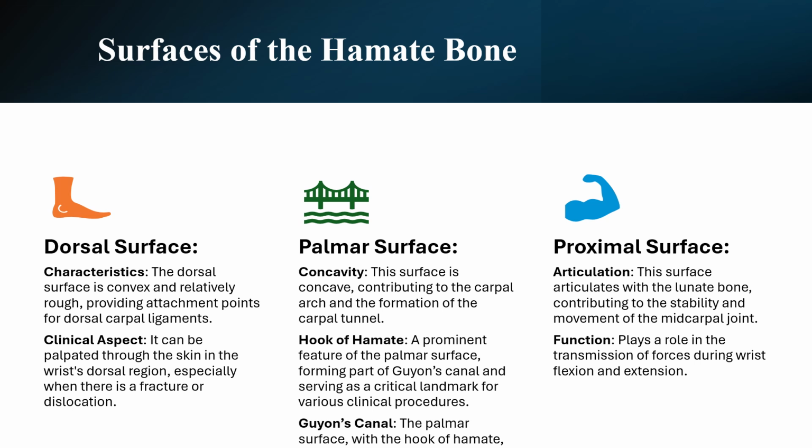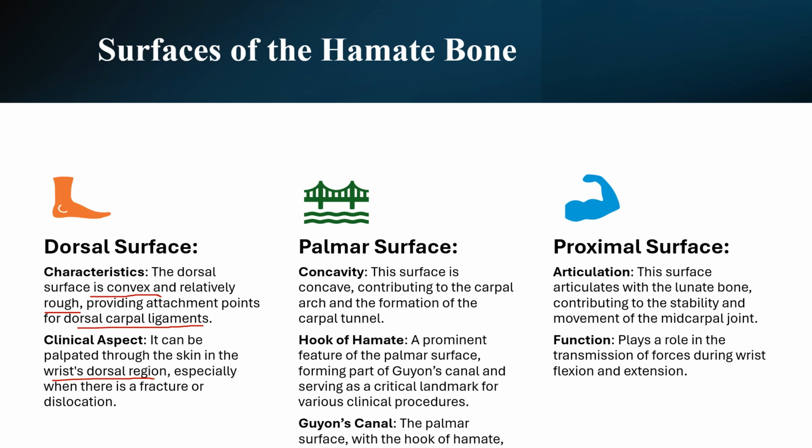When we talk about the surfaces of the hamate bone, we have a dorsal surface, a palmar surface and the proximal surfaces. When we see the dorsal surface, at the back of the hand, we find that it is convex and relatively rough compared with the other sides, and provides attachment for the dorsal carpal ligaments. It is clinically important because it can be palpated through the skin in the dorsal wrist region, especially when there is a fracture or dislocation of the hamate.